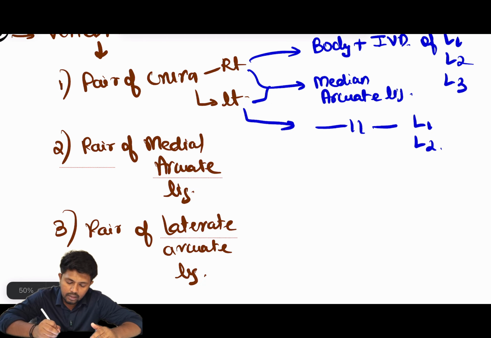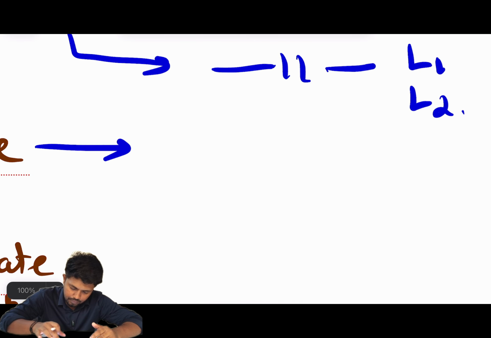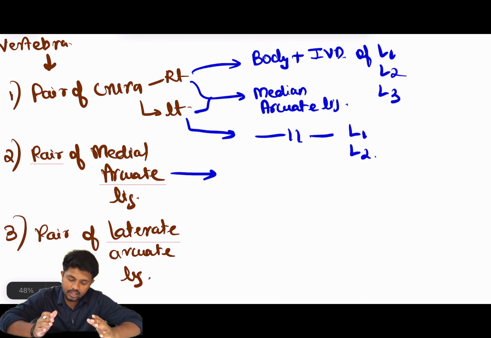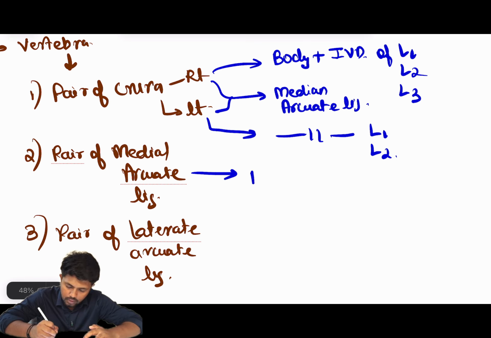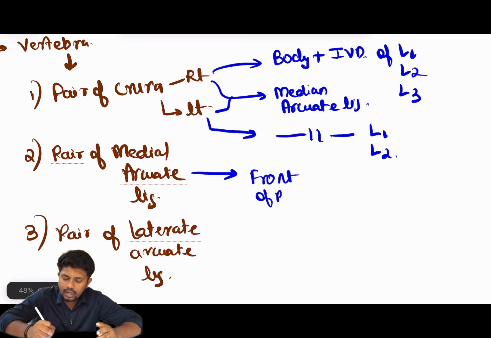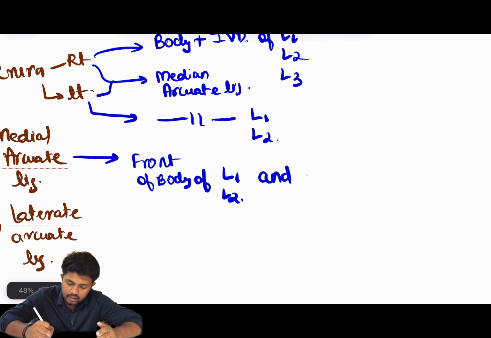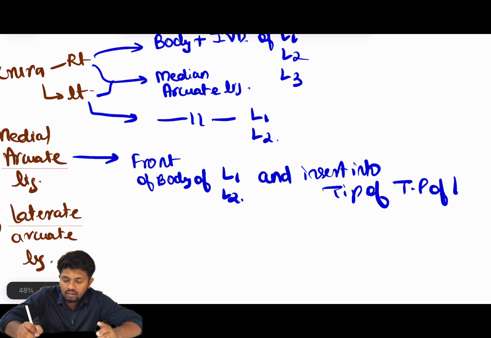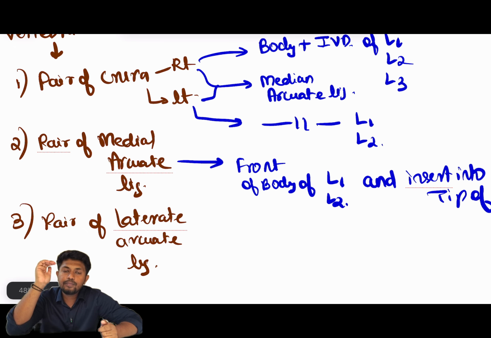Now the medial arcuate ligament, we'll see. The medial arcuate ligament will arise from the anterior part of the body of L1 and L2, and it will insert into the tip of the transverse process of L1 vertebra. This medial arcuate ligament arches over the psoas major fascia, and it is formed by the thickening of the psoas fascia. From this the diaphragm will originate.